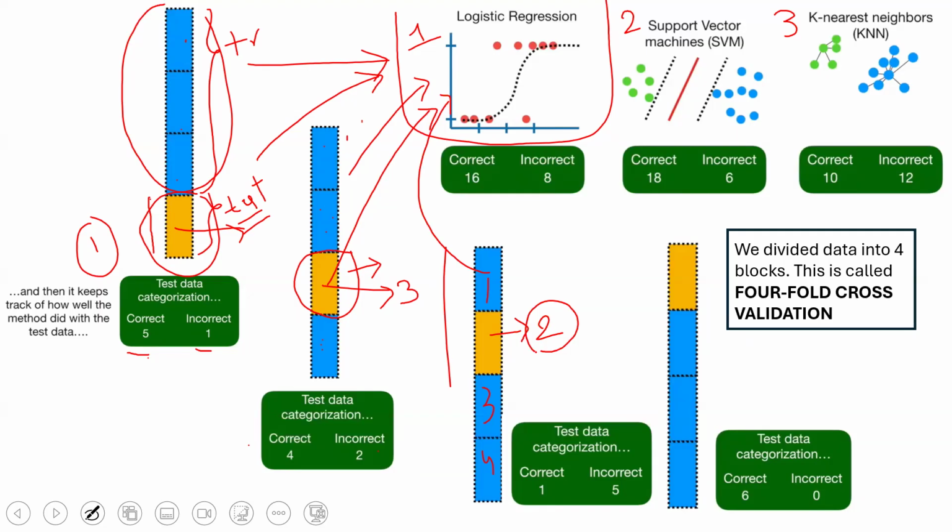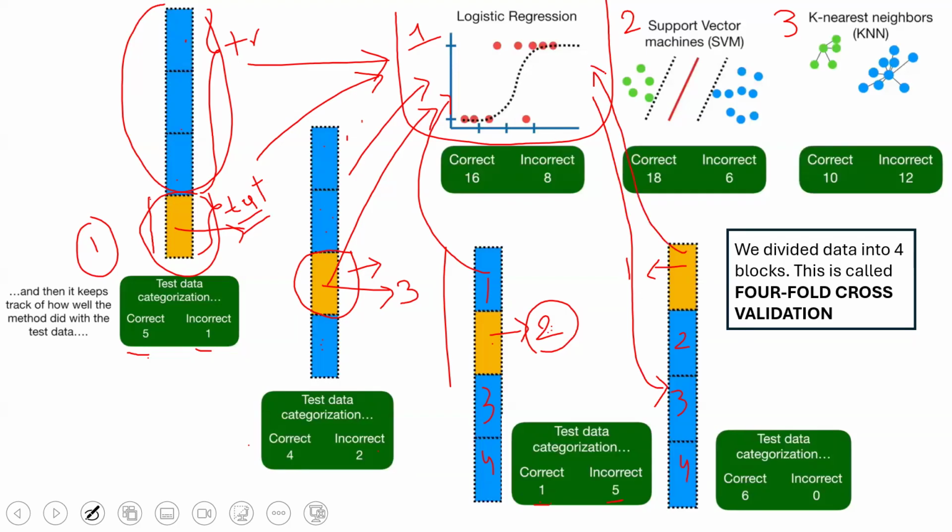Once we trained the model and tested it with this particular data set, we got this data as 1 and 5. So this is the test result. It has predicted one correct result and five incorrect results. And now again, we are doing the last combination, where we consider the first data set as the test data set and 2, 3, 4 as the training data set. Again, train this model using these 2, 3, 4 blocks as the training data set and predict the results using this first data set.